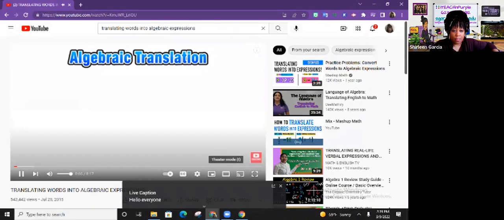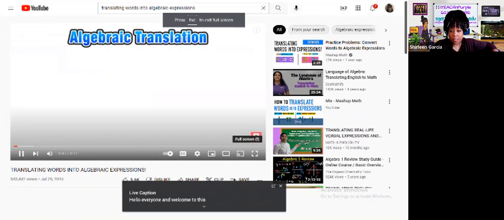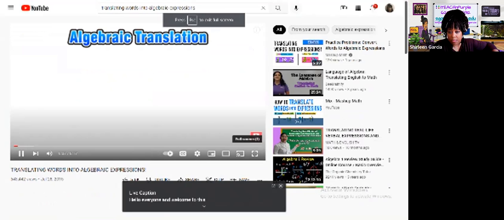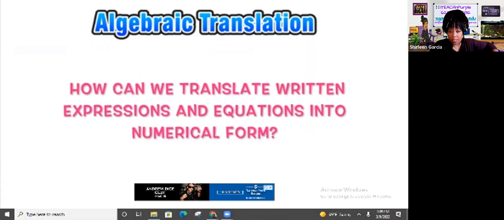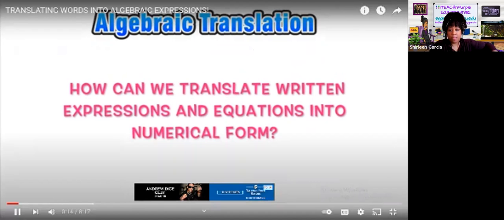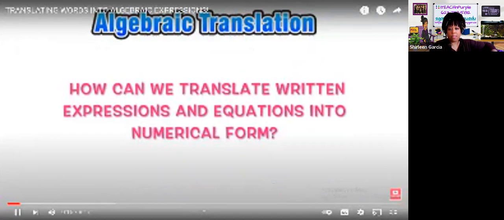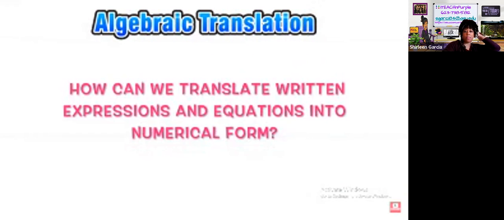Hello everyone and welcome to this lesson on algebraic translation. Now our aim for this lesson is how can we translate written expressions and equations into numerical form. So basically we see it in written form and we want to write it in terms of numbers and variables. Now before we can do that, we have to lay the groundwork here, and there's a few things that we need to know so that we can use them when we get to doing the actual translations.